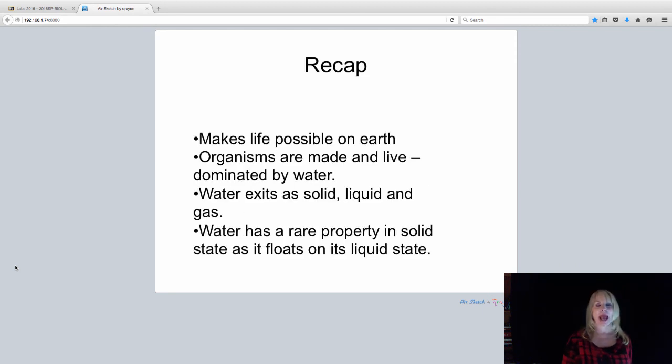All right, now let's recap. Water makes life possible on Earth. Organisms are made and live and dominated by water. Water exists as a solid, liquid, and a gas, and water has a rare property in a solid state as it floats on the liquid state. So remember 4 different properties of water and how to make a molar solution and the pH scale. See you on the next lesson.